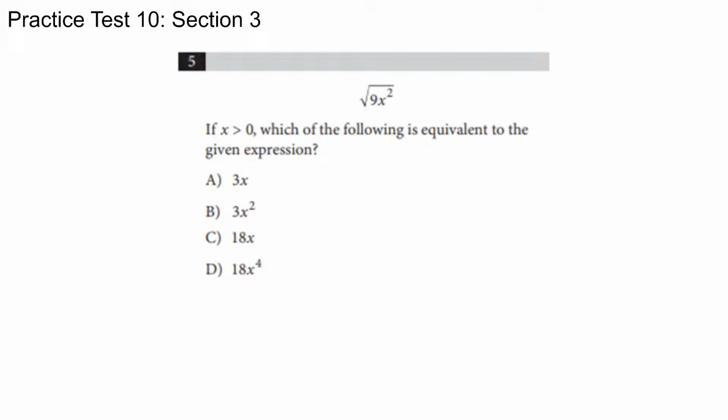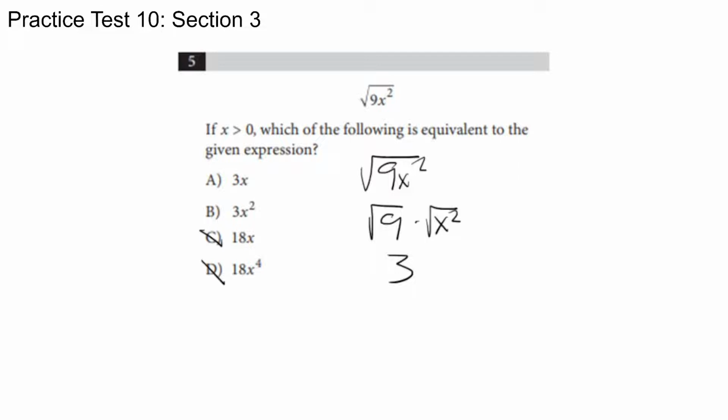Number 5 gives us the expression the square root of 9x squared and asks if x is greater than 0, which of the following is equivalent to the given expression? So there are multiple ways to go about answering this question. If I write down the expression, the square root of 9x squared, I could break this up and say the square root of 9 times the square root of x squared. The square root of 9 is 3, so just based off of that, I can cross off C and D as answer choices.